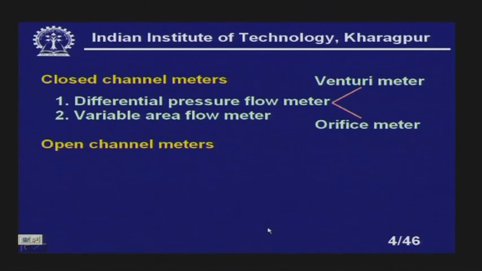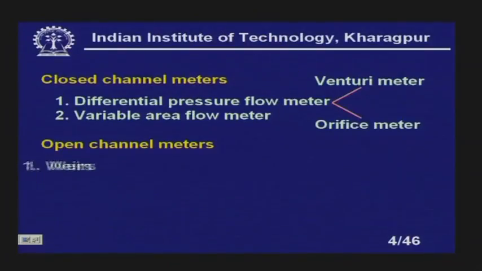Then in open channel meters, in some situations we need to measure flow in an open channel. One good example is irrigation. If I want to know the velocity of the fluid, by which we can calculate the total quantity of liquid used for irrigation, that is an open channel situation. In open channel meters we have basically two types.